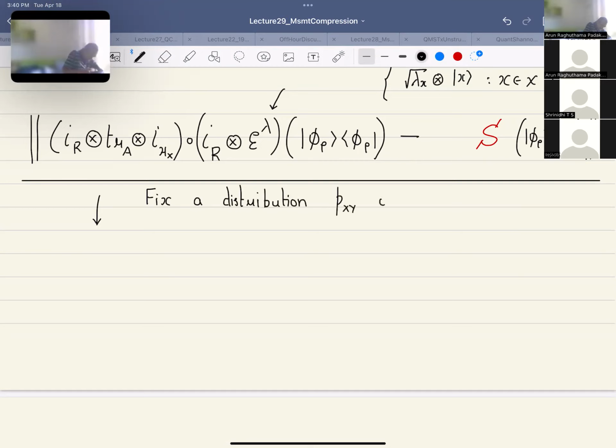Pxy on x cross y. Two sets x and y have a distribution Pxy. So you consider the first scenario where Alice is given x and Bob is given y, and nature is giving samples according to the distribution Pxy. Okay. So suppose, so what does it mean?